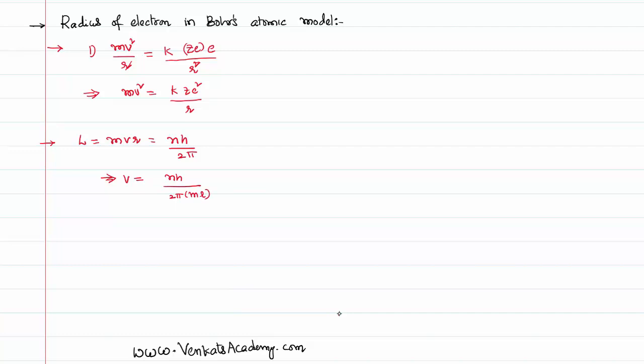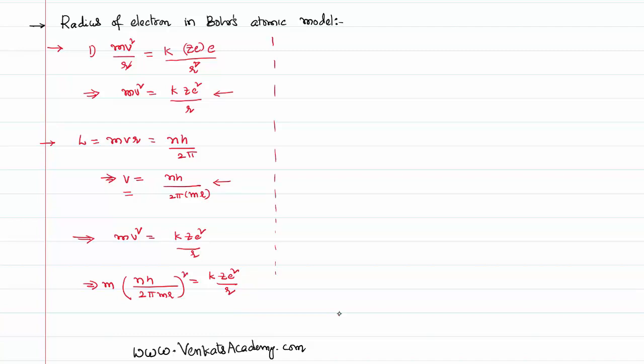Let us substitute this velocity v in the first postulate equation, so that we get a derivation. From the above equation, mv square equal to K Ze square by r. Let us substitute this v value here. m v square means m into nh by 2 pi mr, whole square, equal to K Ze square by r.